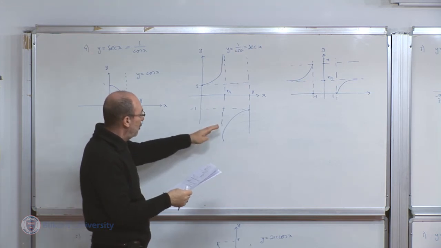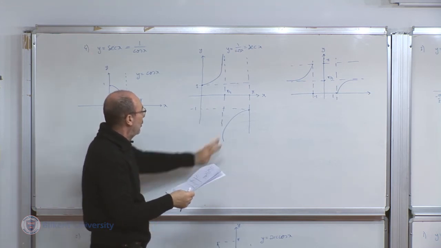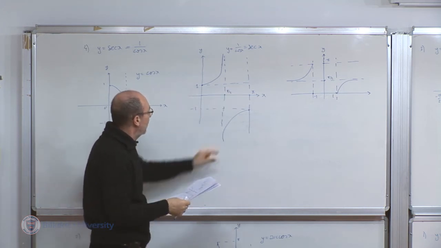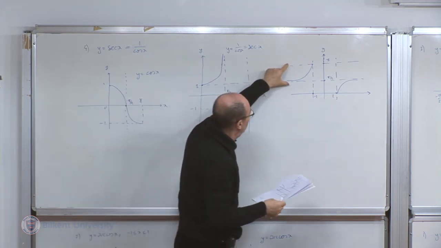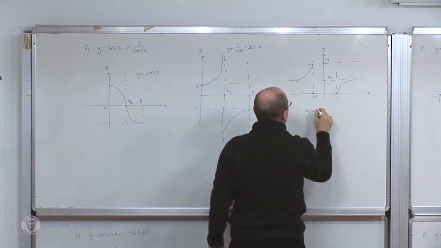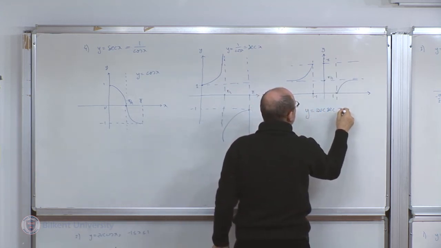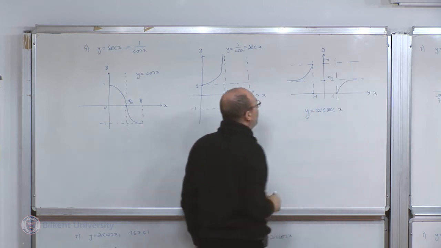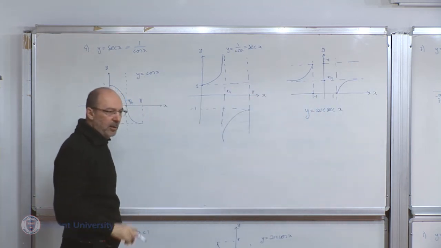Okay, so this one, well, if you flip this, you get that. And it is between these two, so those two things flip over here. So this is y equals arc secant x. This is x, this is y. Okay?